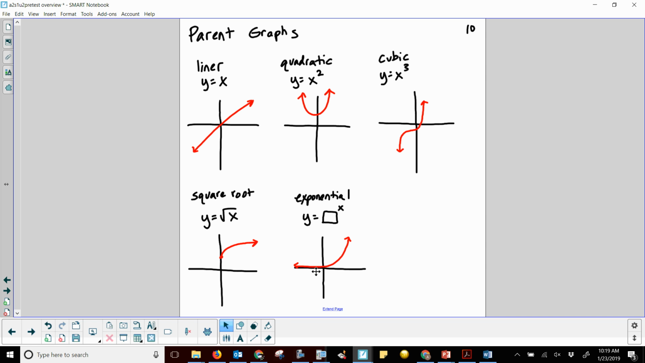Honestly, it may even look like it does touch. It technically never does, but this is concept number 10, just knowing what your parent graphs look like and what each one of them are called: linear, quadratic, cubic, square root, and exponential.